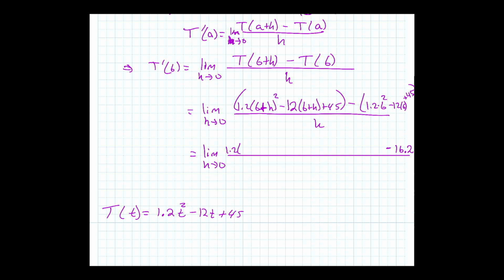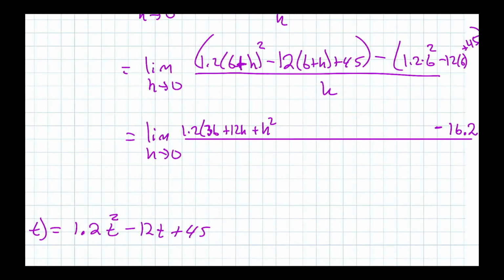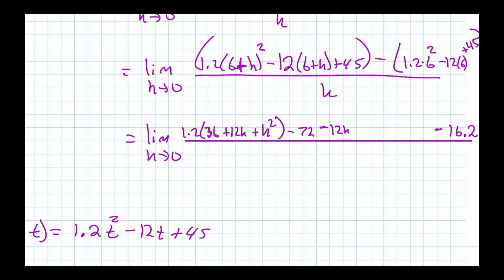Now this right here has to be all multiplied out. So I have 1.2 times (6 plus h) squared. You have to FOIL this. You get 36 plus 12h plus h squared. Then here you have 12 times (6 plus h), so that's going to be minus 12 times 6, which is 72, I'll just multiply that out, minus 72. Then minus 12 times h, which is minus 12h. And then you've got this plus 45.